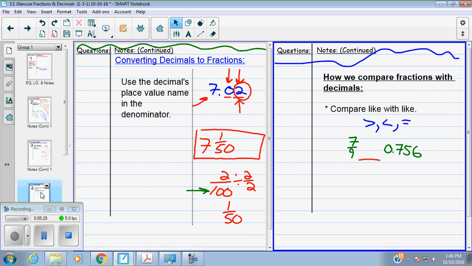Okay, welcome back. In order to compare fractions to decimals, we either have to convert both numbers into fractions, or we have to convert both numbers into decimals. For this example, since this is the thousandths place, and this would create a large fraction, we're going to choose to convert 7/9 into a decimal.